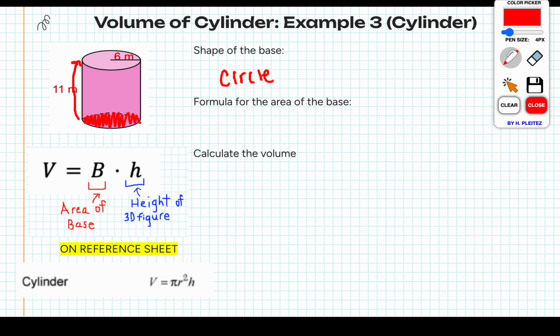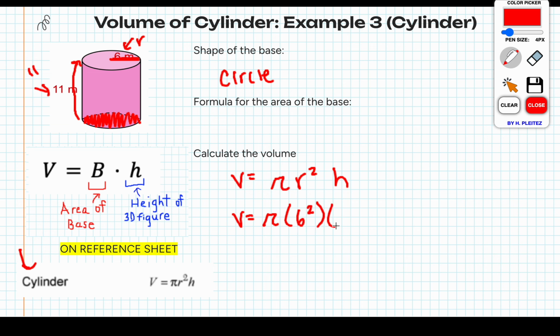Now the interesting thing about a cylinder is that they give it to you on your reference sheet. They separate it and say, here is the volume for a cylinder: pi r squared times the height. So for that, you just go pi r squared h. We are already given our radius is 6, and we know the height of our cylinder is 11. So we can go ahead and just substitute. So pi times 6 squared times 11. Now be careful, make sure you're only squaring the 6 here. That's going to give you pi times 36 times 11.